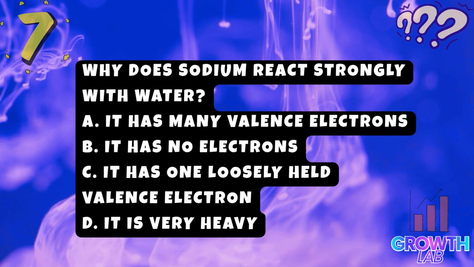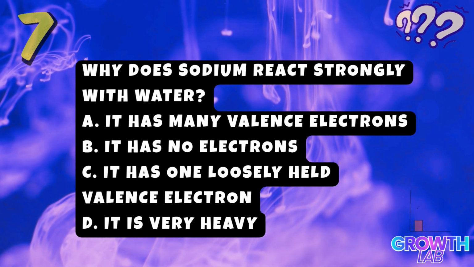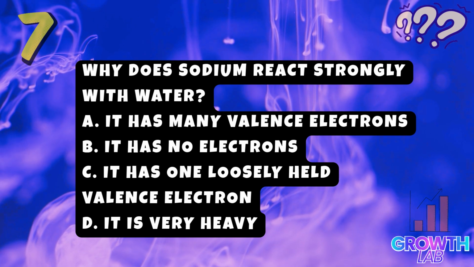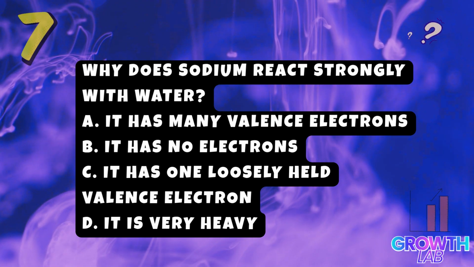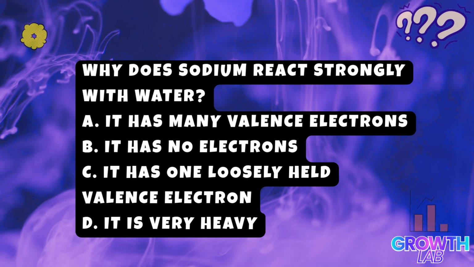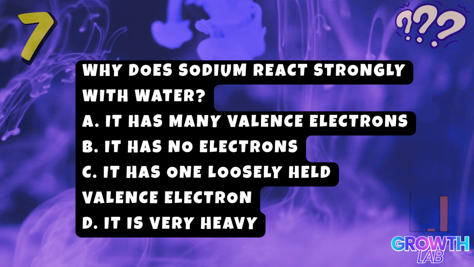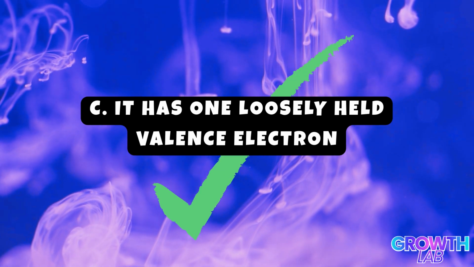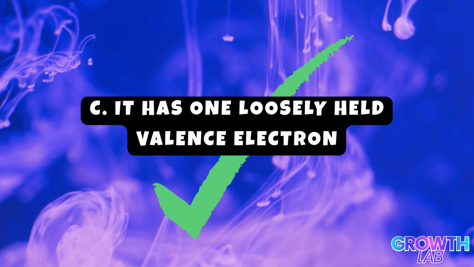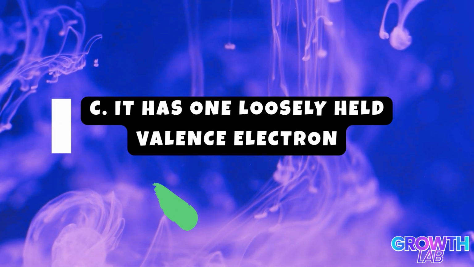Question 7. Why does sodium react strongly with water? Answer options are: Option A, it has many valence electrons. Option B, it has no electrons. Option C, it has one loosely held valence electron. Option D, it is very heavy. Correct option is option C, it has one loosely held valence electron, because low ionization energy allows easy loss.